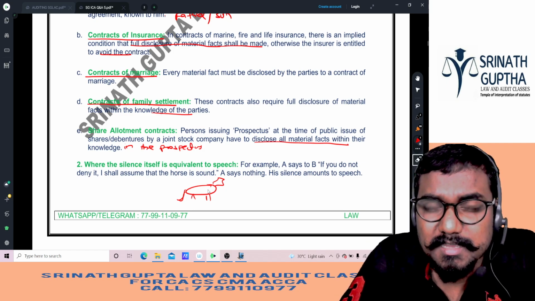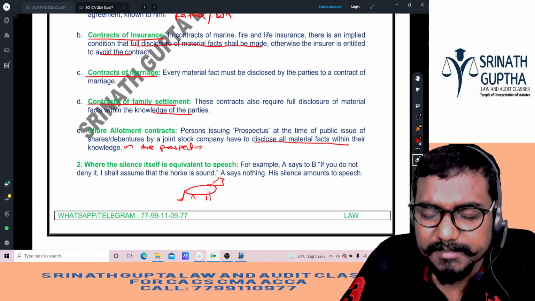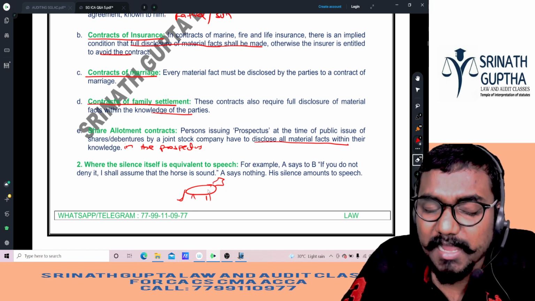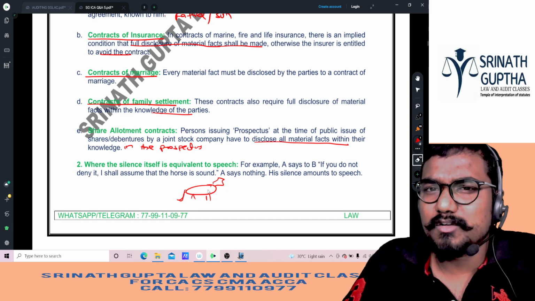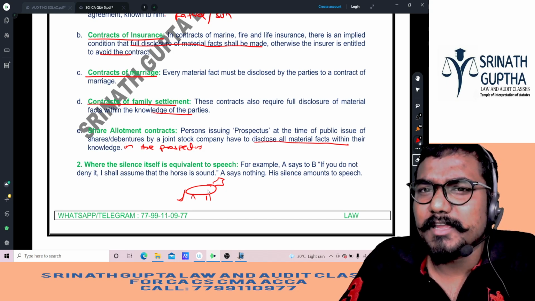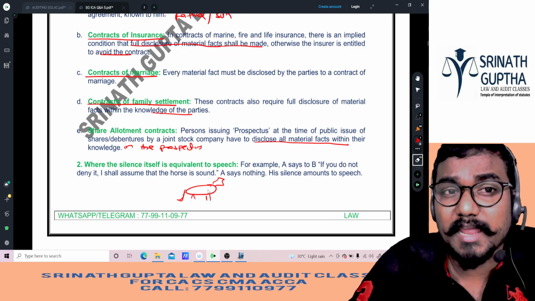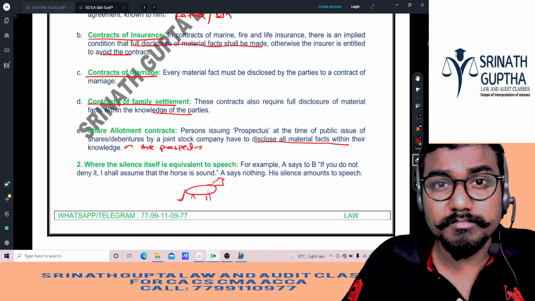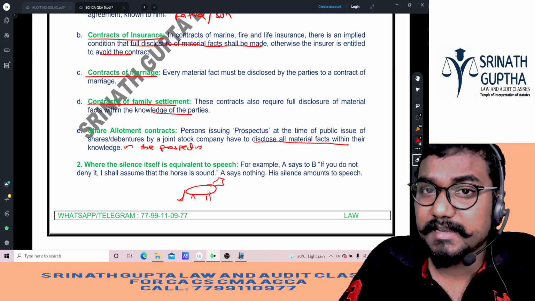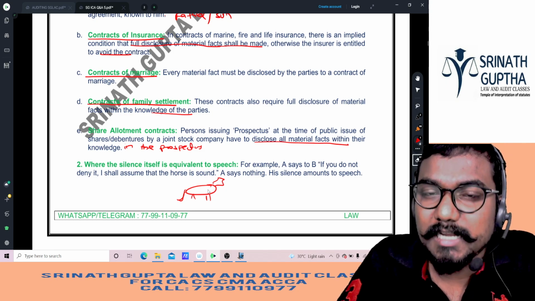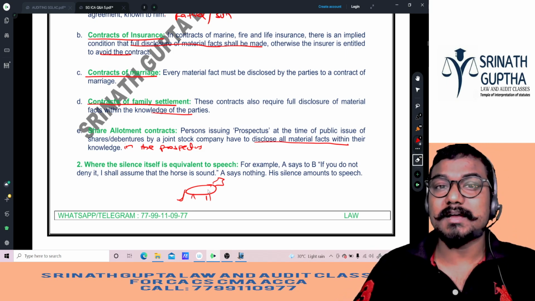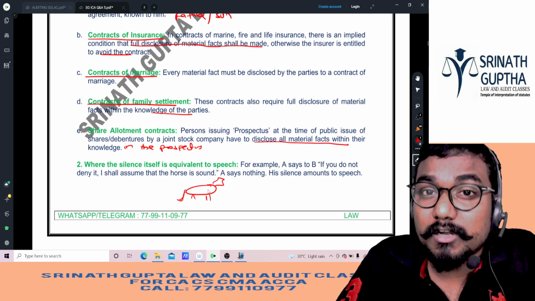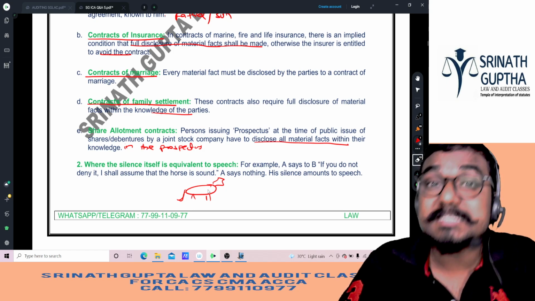The second example is the answer. Rohit was asking, Srinath sir, if you remain silent, I will assume that the horse is a sane horse. What did Rohit say to me? Srinath sir, if you remain silent, I will assume that the horse is a sane horse. Then I have to inform him, Rohit, don't assume like that. It is not sane, it is insane. If I don't tell him, no, beta, my silence will amount to fraud. Because here my silence is equivalent to speech that the horse is a sane horse.